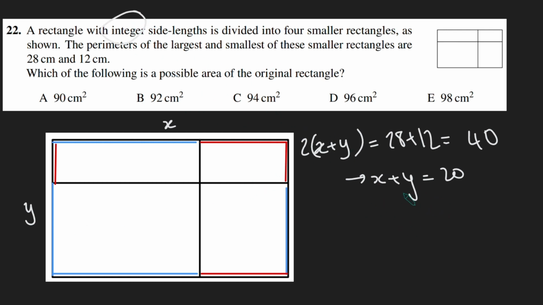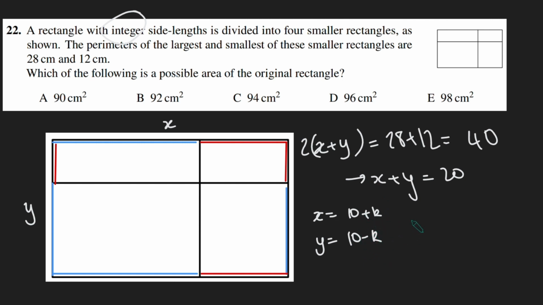We get x plus y is 20, and also we know from the question x and y are integers. So x and y are positive integers that sum to 20, and we want to know which one of these could be a possible area of the rectangle. Now we could just trial and error here with different values for x and y, and that actually wouldn't take too long. But a nice little thing we can do here is, if we know that they sum up to 20, we know that x I can write as 10 plus k for some integer k, and y I can write as 10 minus k, for the same integer k, because obviously then they add up to 20.